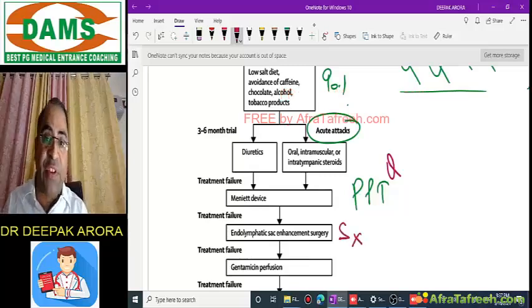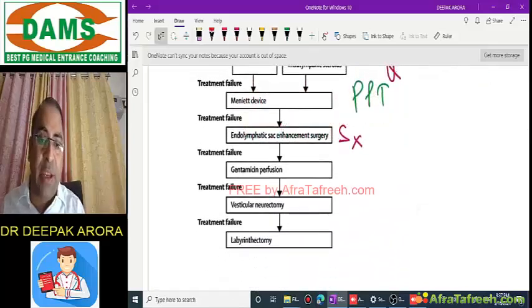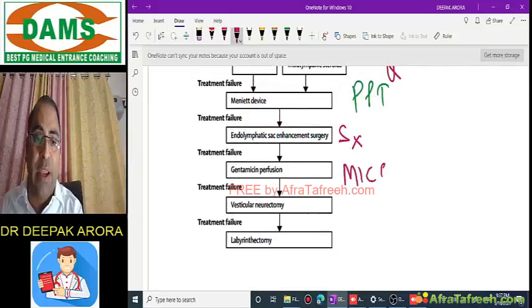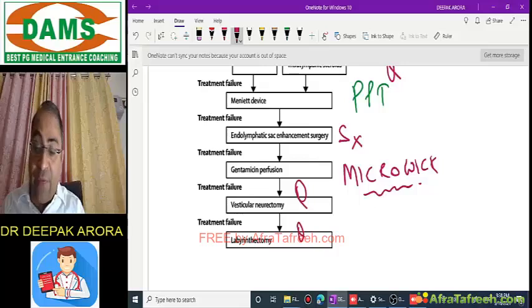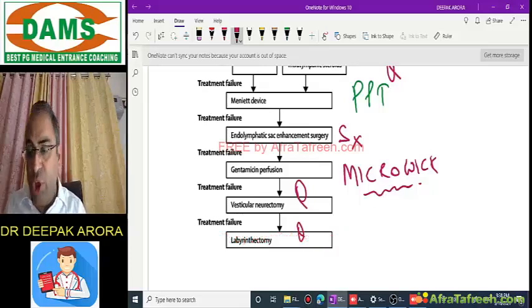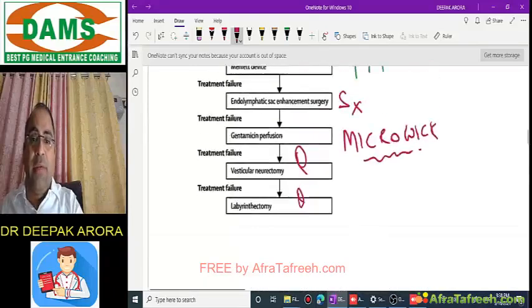And if even the surgery fails, which surgery? Endolymphatic sac decompression. And even if that fails, I will go for a destructive procedure, that is intratympanic injection of gentamicin with the help of a device known as microwick. All are keywords. Nowadays we are not performing neurectomies or labyrinthectomy, the destructive procedures. One of the students is asking what to mark if nothing is mentioned, 85 or 90. Beta, they will mention it, but if they have not mentioned, go for WHO, that is 85.